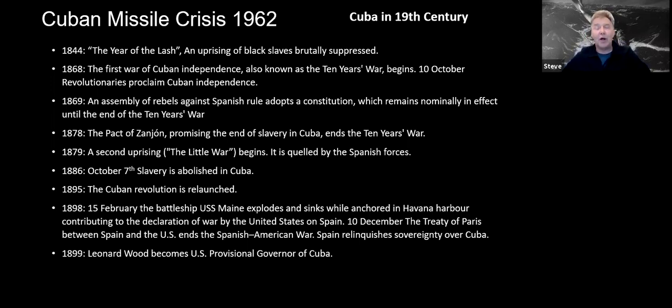But what happened is the United States invaded Cuba to ensure their independence, and Spain relinquished sovereignty, and the US took over the government of Cuba and put in a provisional governor.